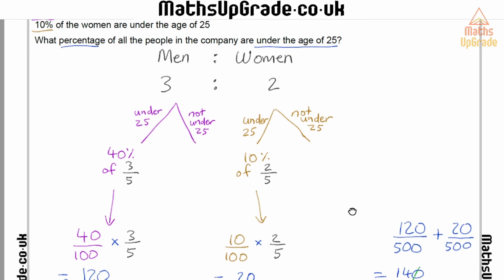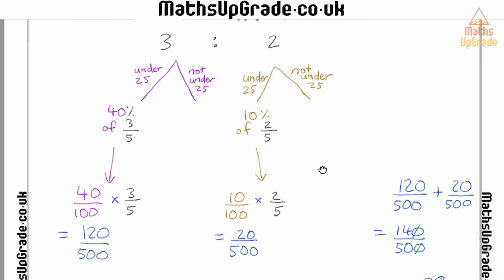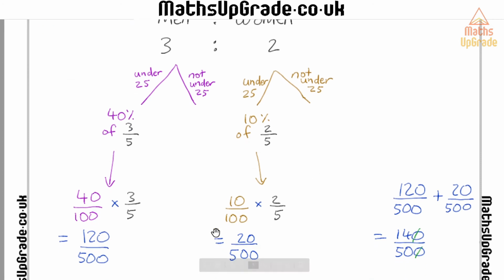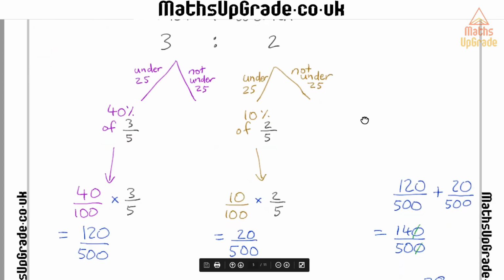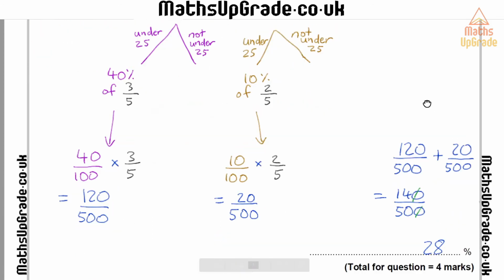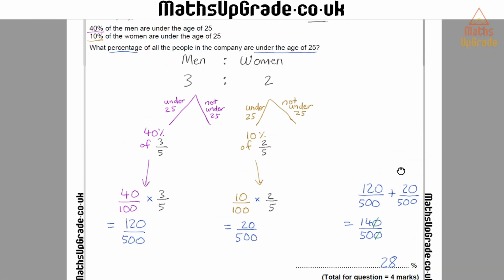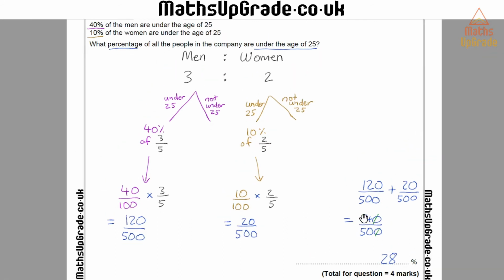Now, I need to do the total of all the people in the company under the age of 25. And then I'm going to turn it into a percentage. So the total as a proportion is given by 120 500ths add 20 500ths. So that's 140 500ths. This is written as a fraction. And we've done really well to get this far. But let's just finish it off by writing it as a percentage. So 140 500ths is the same as 14 50ths by cancelling 10 on the top and bottom. 14 50ths is the same as 28 hundredths, which is 28%, which is 4 marks for that question.